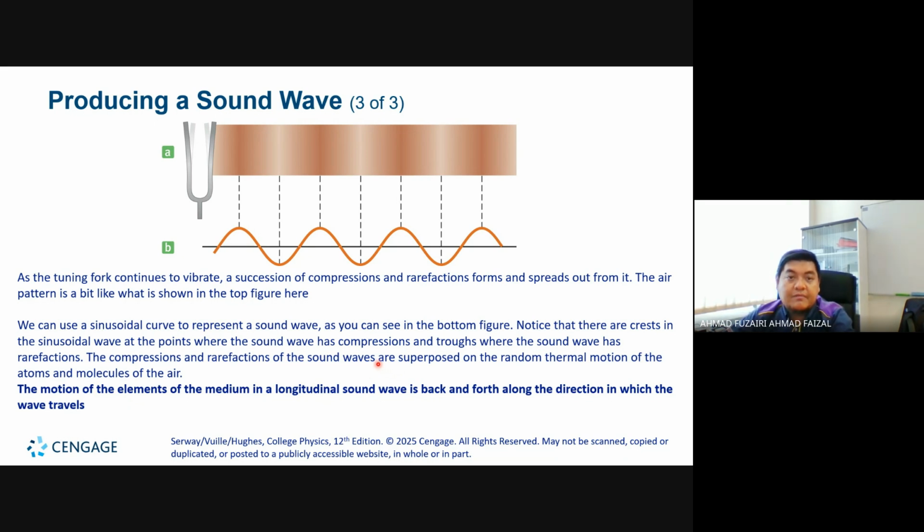This motion is characteristic of the longitudinal wave. In a longitudinal wave, the motion of the elements of the medium is back and forth along the direction in which the wave travels. So if the wave is traveling forward, and we take one atom, the motion of that atom is parallel to the direction of wave travel. This is in contrast to the transverse wave, where the vibrations of the elements are at right angles to the direction of the traveling wave.